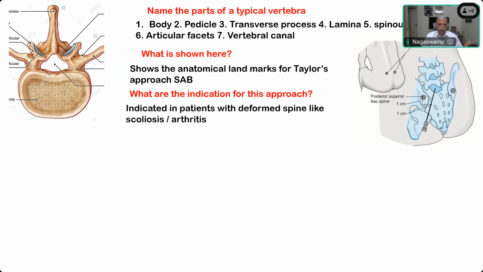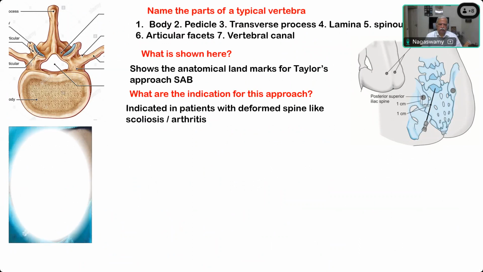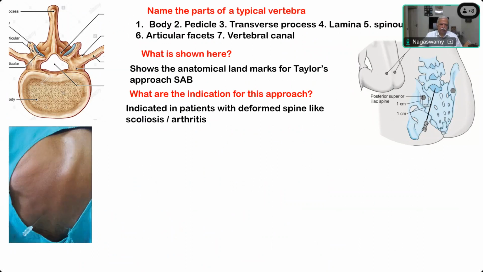This is indicated in patients with deformed spine like scoliosis or arthritis. For example, you can see this is a patient who has such a crooked, scoliotic spine. They have entered from here and then entered into the space, and you can see the CSF fluid coming out.